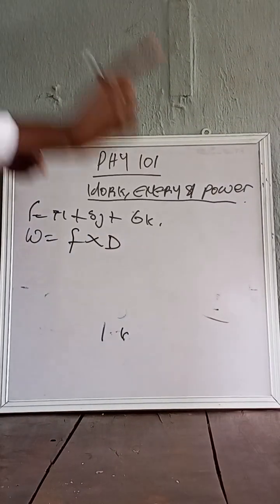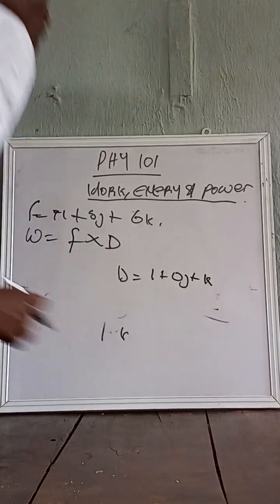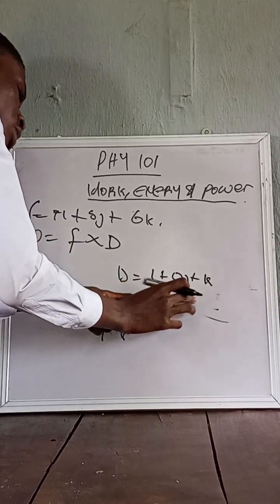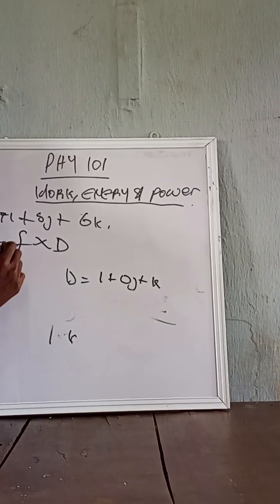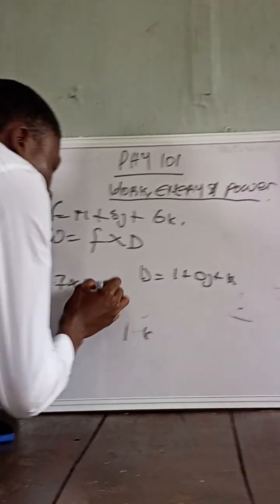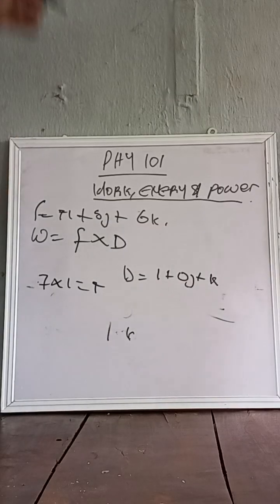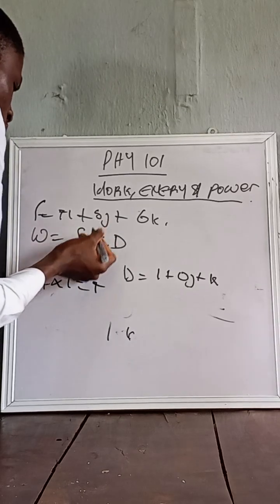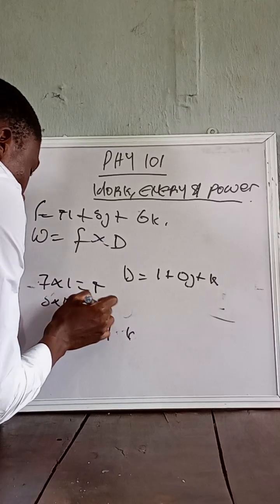Then don't forget that we have our displacement equal to i plus 0j plus k, in which we are going to be multiplying all these variables with this particular one. The first one is 7 times 1, which is equal to 7. Remember, i times i, j times j, and k times k are each equal to 1. That is the vector component rule. Then I multiply 5 times 0, which is equal to 0.